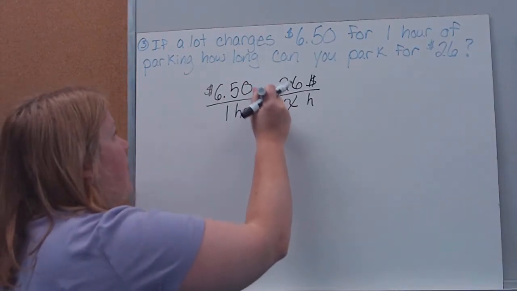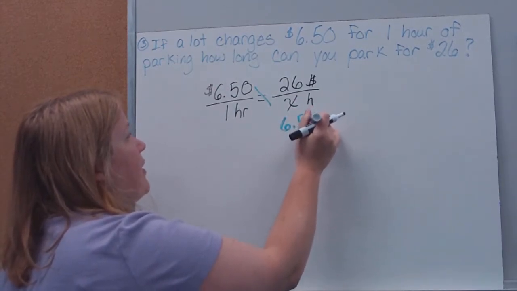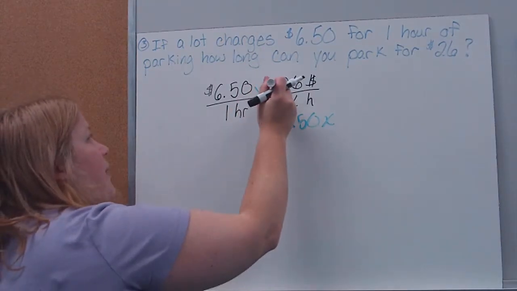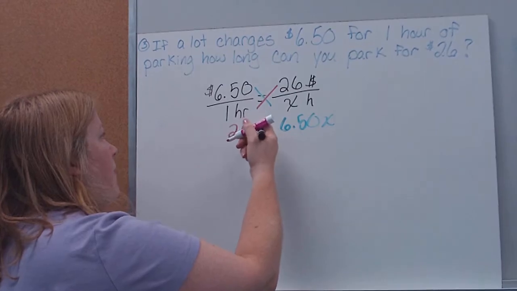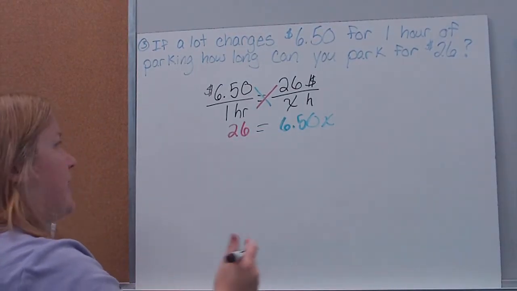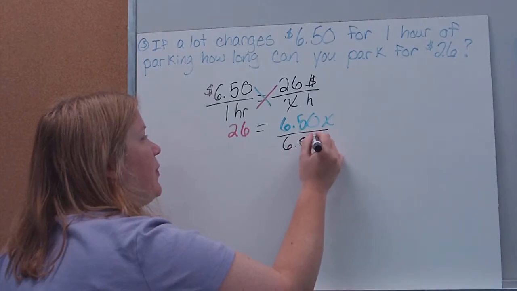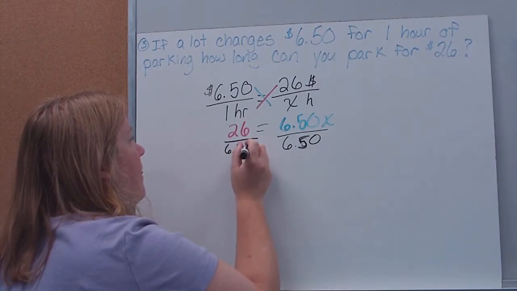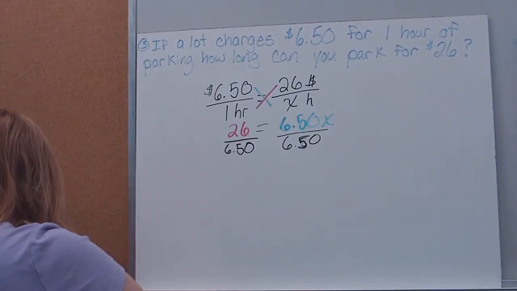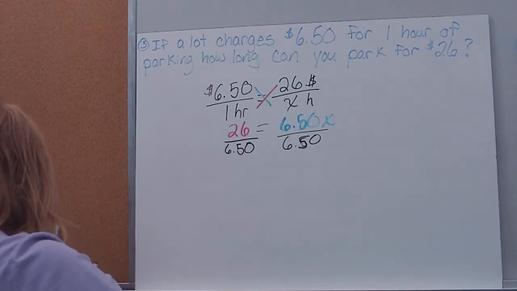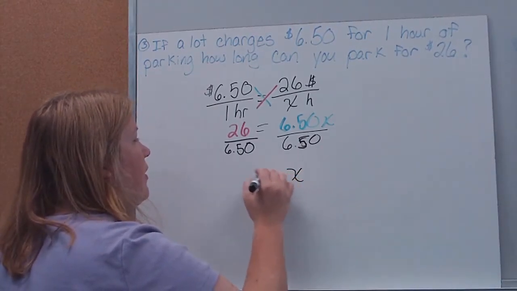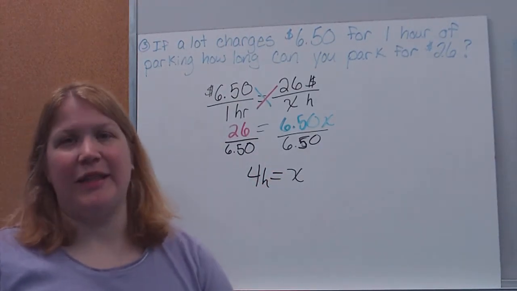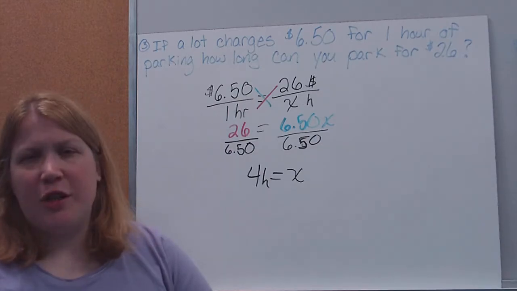So again, we're still solving it using our proportions with our cross product. So here I have 6.50x. On this side, 26 times 1 is 26. So how am I going to get x by itself? Well, now I'm going to undo my multiplication by dividing. Sorry, that was a really sloppy 5. And I'm going to use my handy dandy calculator. And I wind up with x equals 4, or in this case, 4 hours. So if I have $26, I can park there for 4 hours, just give me time to wander around and see the sites.